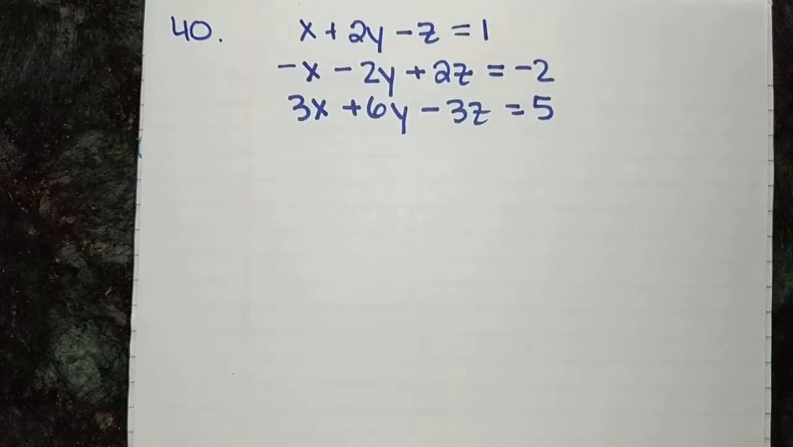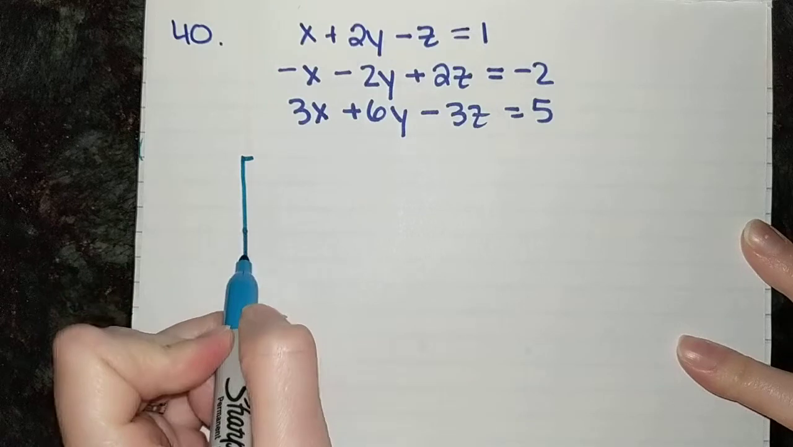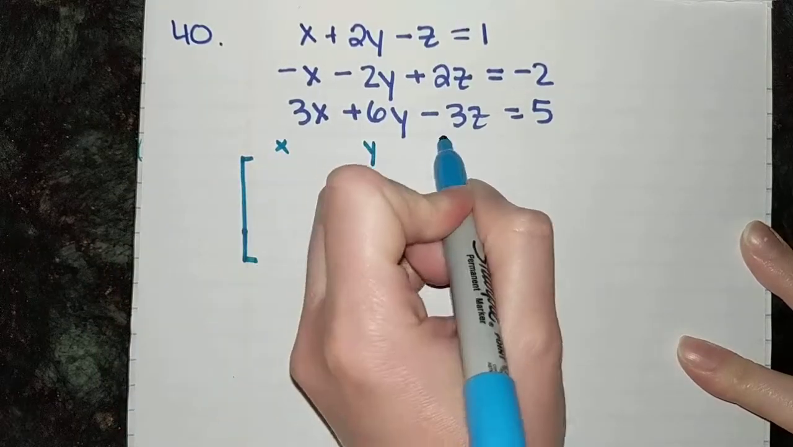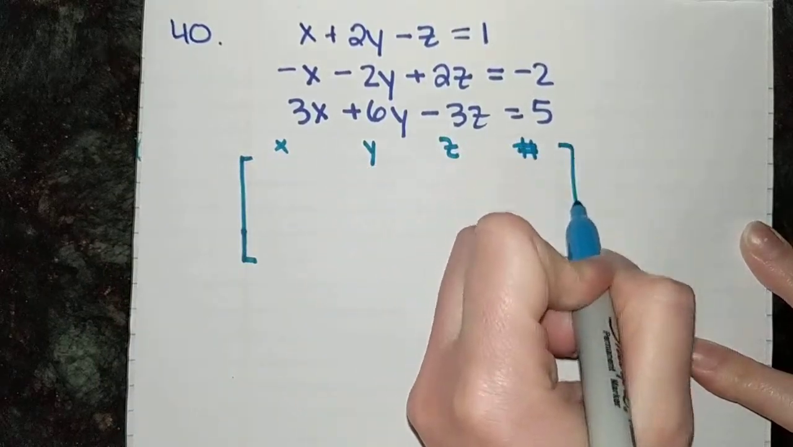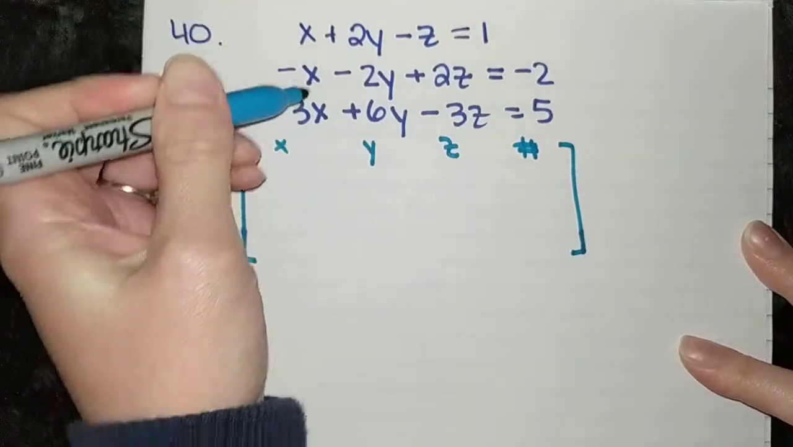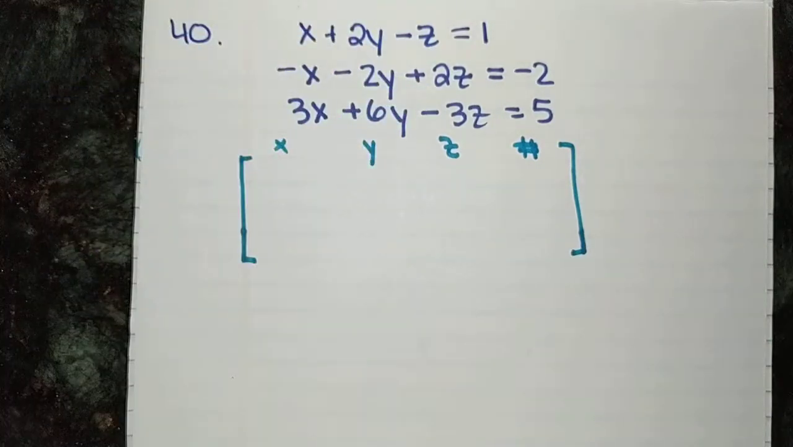This one we have to first convert it into the augmented matrix. So again, for augmented matrix, you have your X, your Y, and your Z, and then your number. And you always want to make sure that they are in fact lined up. And you'll notice here that they are lined up very nicely, so everything is good to go there.